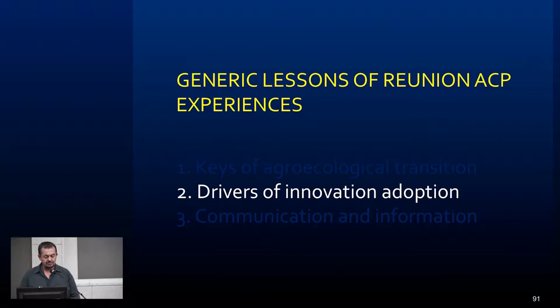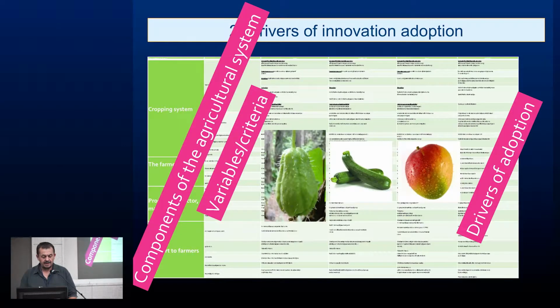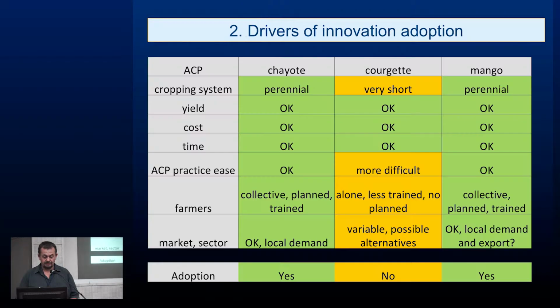I come to the drivers of innovation adoption. I don't want to read this table, but it's an analysis of different experiences in Réunion Island, on chayote, on cucurbits such as zucchini or pumpkin, and on mango. What are the components of the agricultural system? What are the variables? And what are finally the drivers of adoption by farmers?